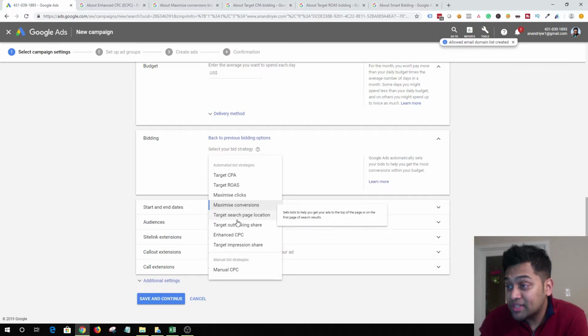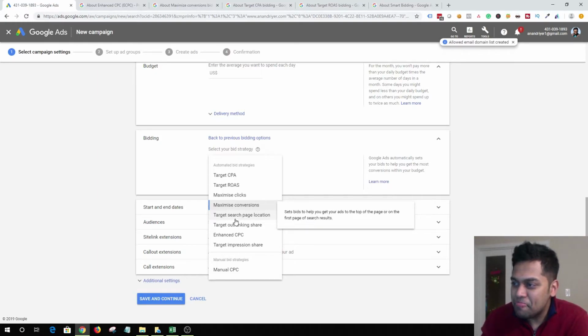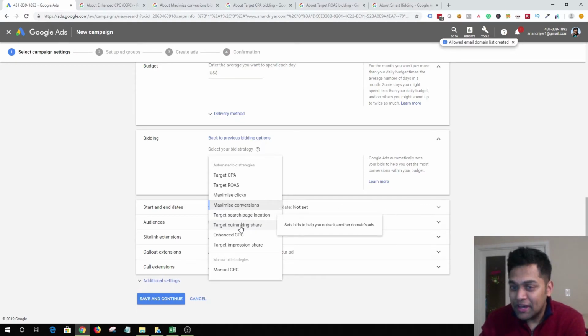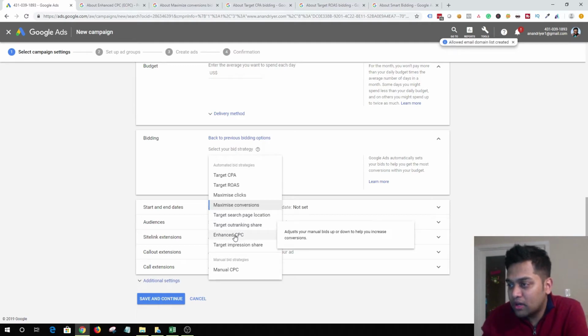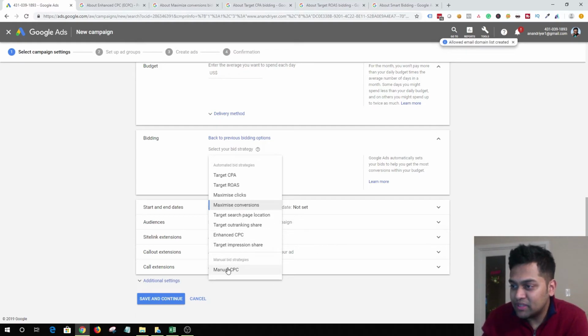You have maximize conversions, you have target search page location. So if you select this strategy, Google will start bidding, and it will ensure that your ad is always at the top of the page, or on the first page of search results. And target outranking share is, let's say you have a competitor, and you both are running ads. Then with this, Google will bid so that your ad outranks your competitor's ad. And I think you can only select one domain in terms of target outranking share. I don't think Google allows you to outrank all the different domains or all the different competitors that you are targeting. So that's enhanced cost per click, and finally you have target impression share, and then you have your manual cost per click. So this is where you can select your bid strategy.